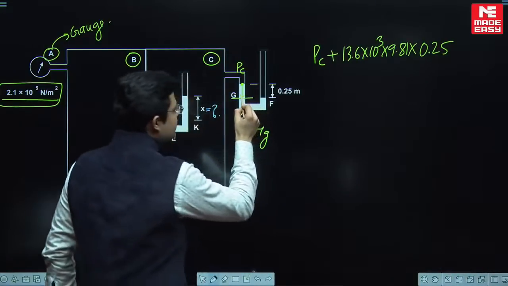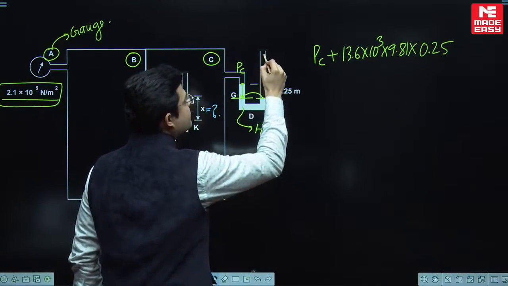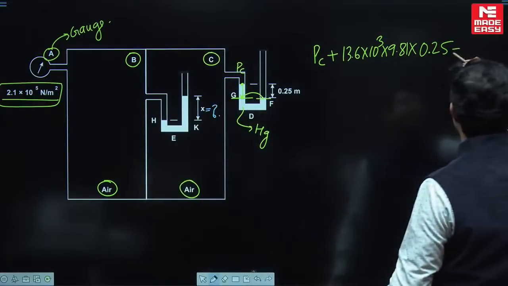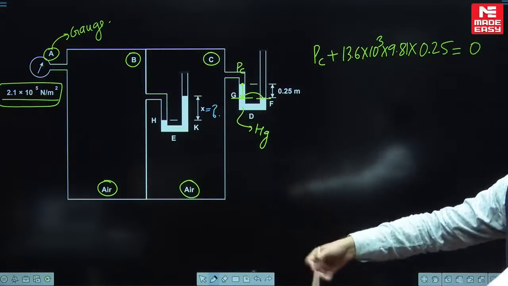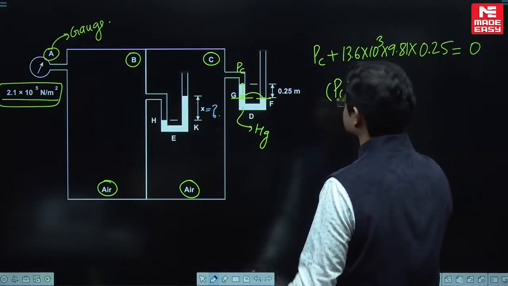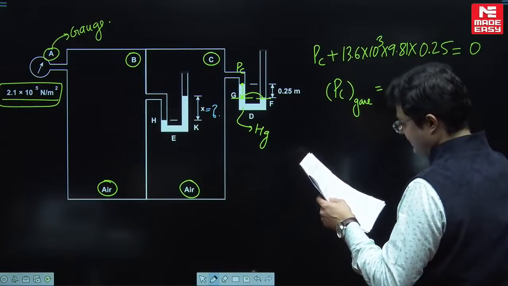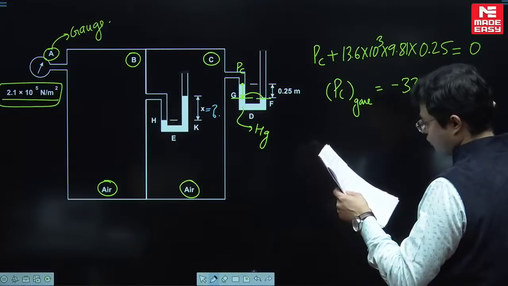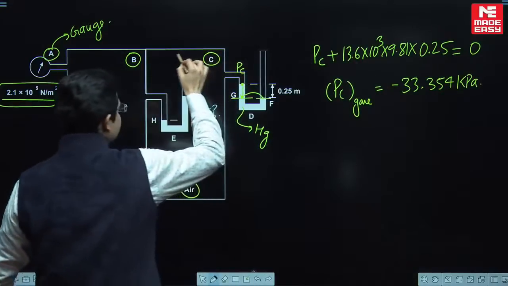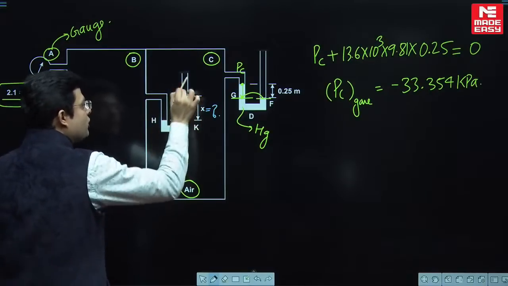Now once you have reached up to this point, you jump from here to here because the pressure is the same, and the pressure here is atmospheric pressure, and we are doing our calculation in terms of gauge. So we are going to equate it to 0. So what is the value of PC, the gauge pressure of this chamber C? When you calculate this, it is going to come out to be minus 33.354 kilopascal.